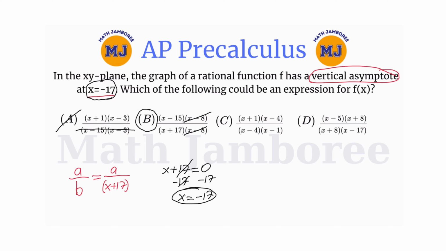In choice C, do I have x plus 17 in the denominator? No. And in choice D, I have x minus 17. When you solve for 0, that gives you x equals 17, not negative 17. Therefore, this should have x plus 17, but it didn't. Therefore, these are not the answer. So finally, again, the correct answer will be choice B for this question.